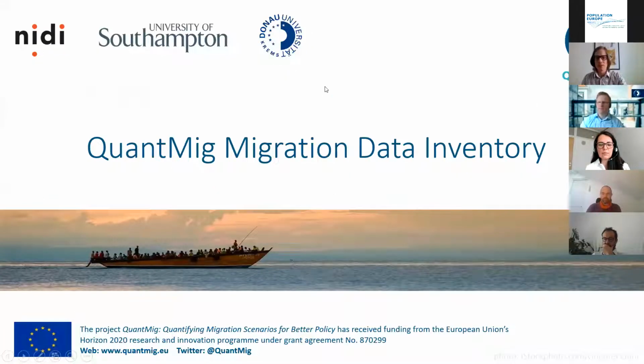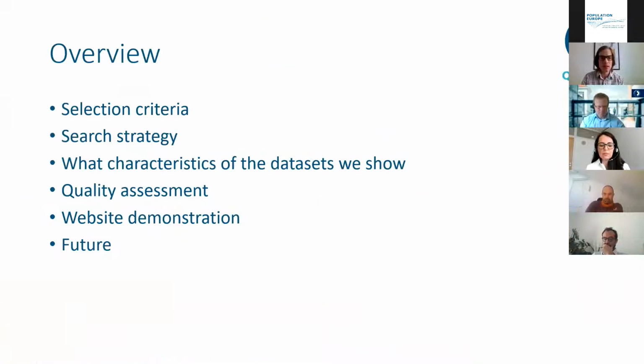Okay, welcome everyone. I indeed will tell you a bit more about the QuantMig migration data inventory itself. To give a little bit of an overview of what I'm going to talk about, I will first talk about the selection criteria we used, then our search strategy, then what characteristics of the data sets that we show. I'll talk a little bit about the quality assessment that we added. Then I'll give you a quick demonstration of the website, and then I'll close with some future ideas.